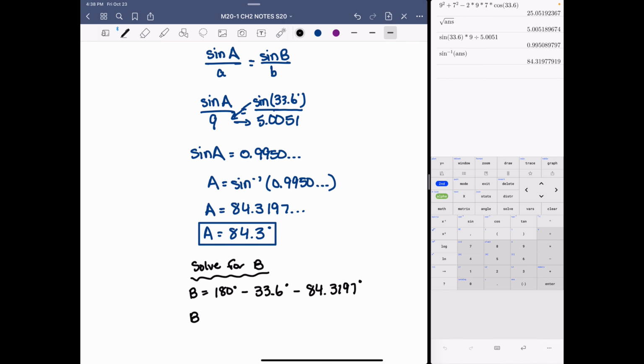Then we have angle B equals 180 minus 33.6 minus, and then I can do second function answer because my angle A was my last answer. Then I get 62.0802... and round to the tenths, I get 62.1 degrees for angle B.